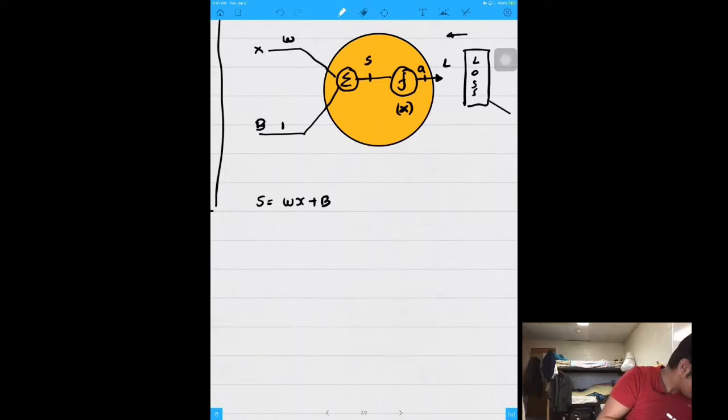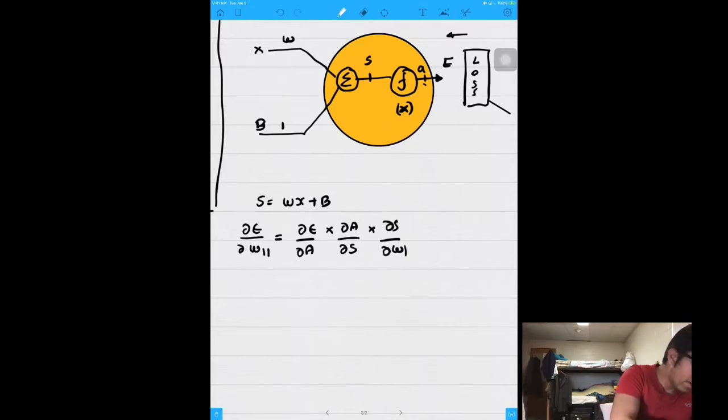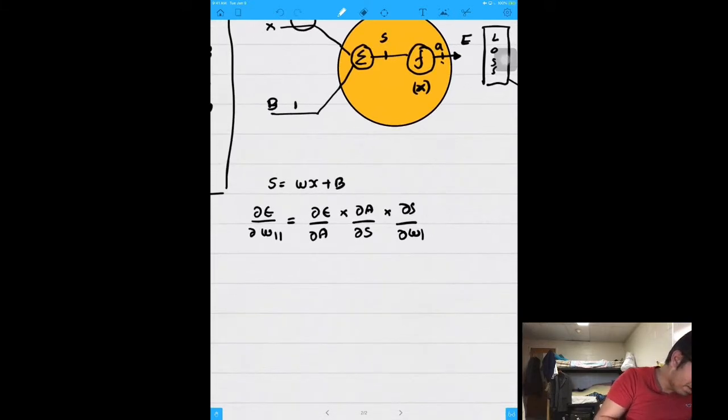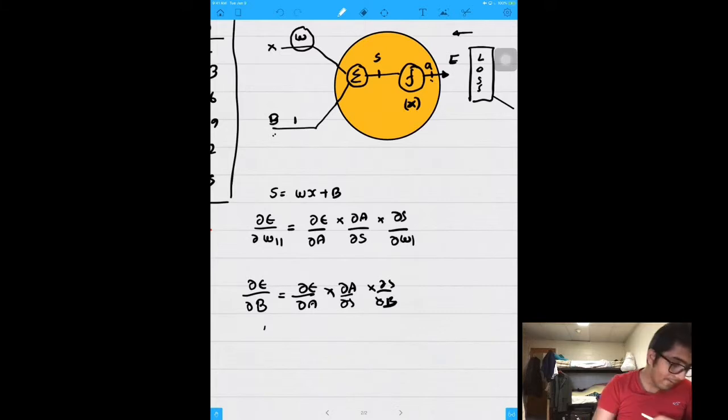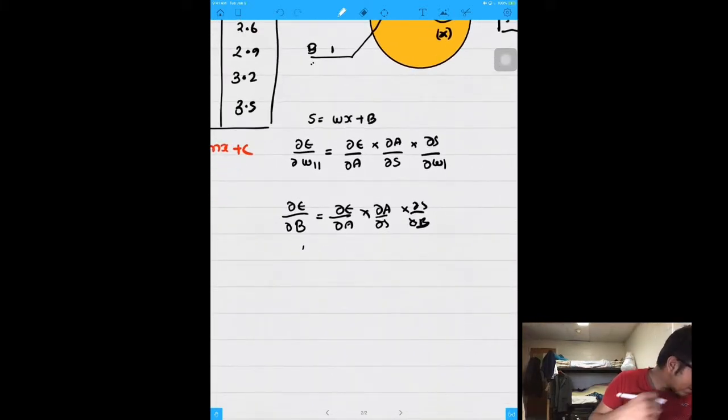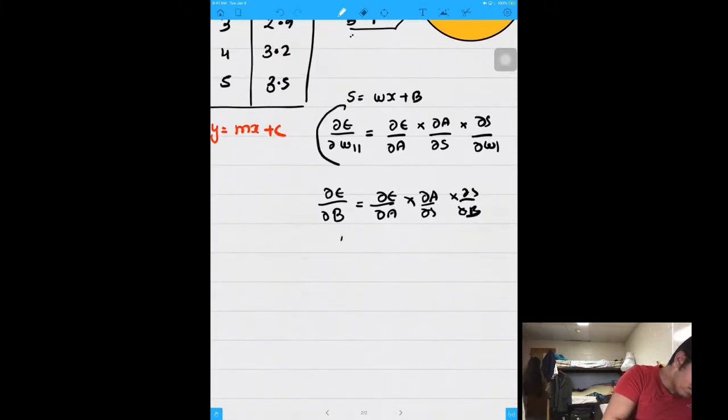So let's say this is L. I need to calculate the error with respect to w11. So that would be E with respect to A, where E is the error, then A with respect to S, then S with respect to w1. That is how I get the gradient of the weight, the derivative of the weight. Now, if I want to get the gradient of the bias, the way I do that would be similar. Do you agree? So that's basically how I'm going to calculate the weights and biases. All right, after doing that, let us now calculate our first partial derivative.